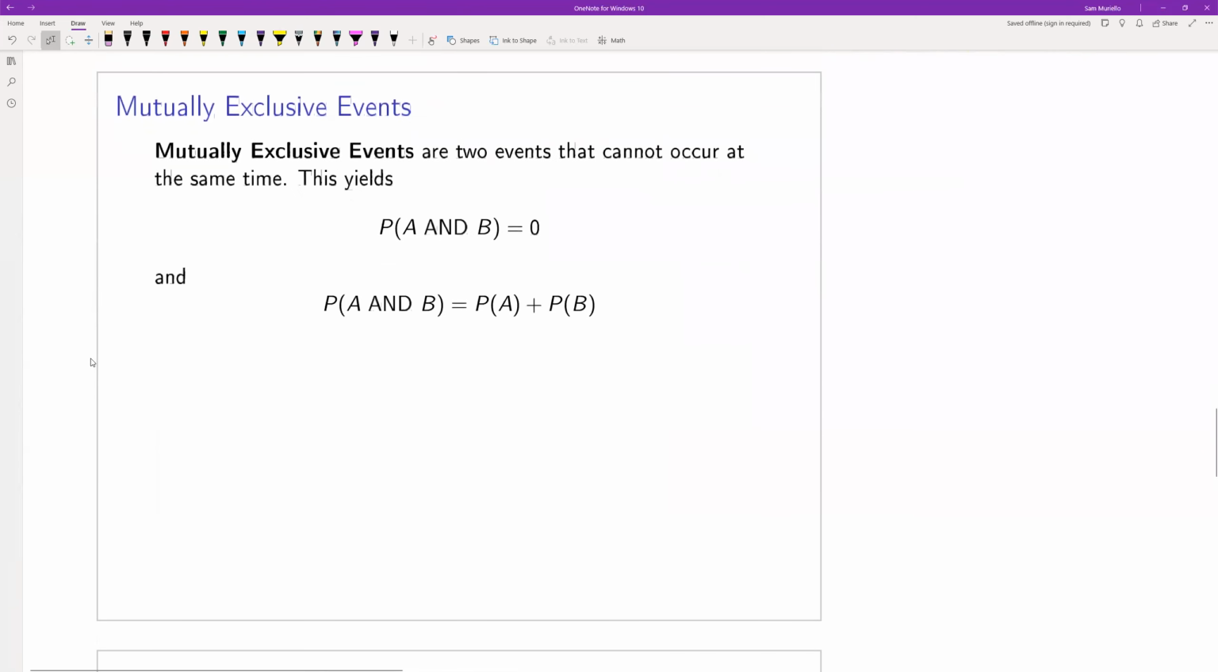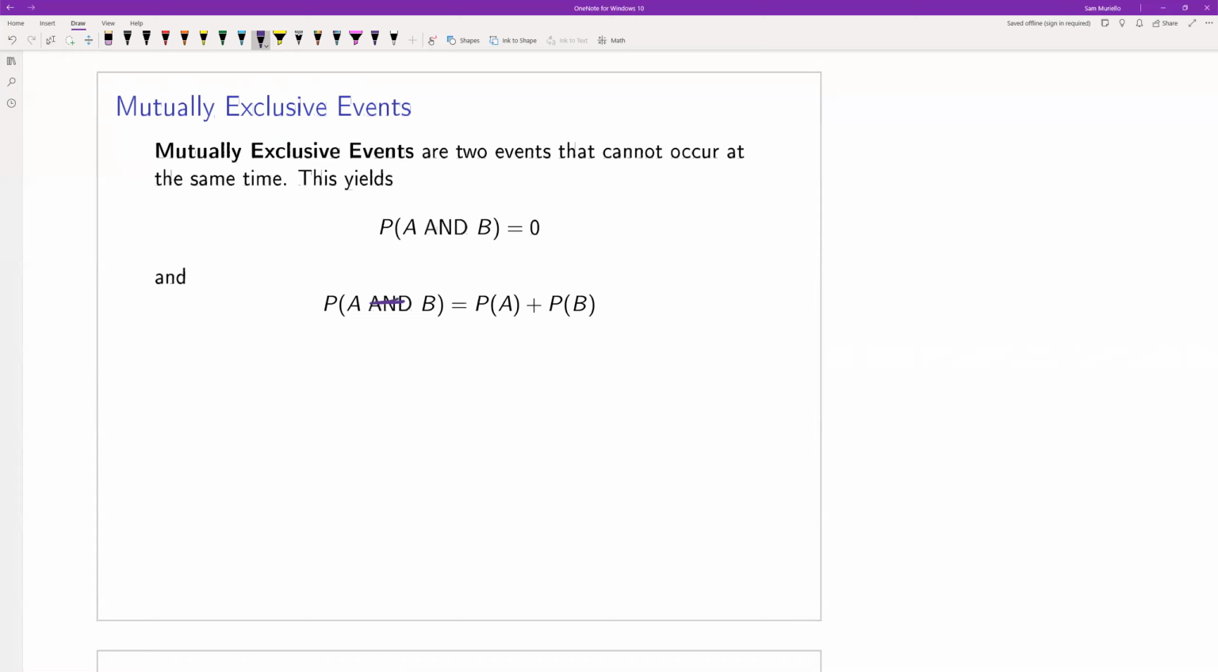The other type of event we'll want to look at is mutually exclusive events. These are very straightforward. They can't happen at the same time. If I roll a die once, and it simultaneously rolls a 3 and a 5? No, that can't happen. It's not possible. It only rolls one number. It's a 3 or it's a 5. It's not both. And as a result, the probability of both events happening is simply 0.